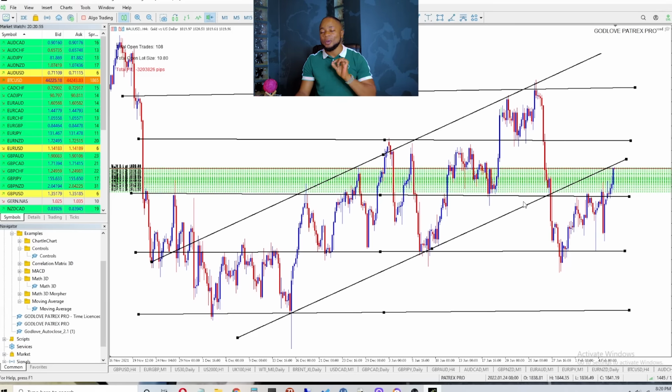Good. So we started buying. Which time was this? Let's go back again. We started buying at 1 o'clock. You can see this is 1 o'clock here. So if you check this red line here, this is exactly 1 o'clock. That is where we started buying.